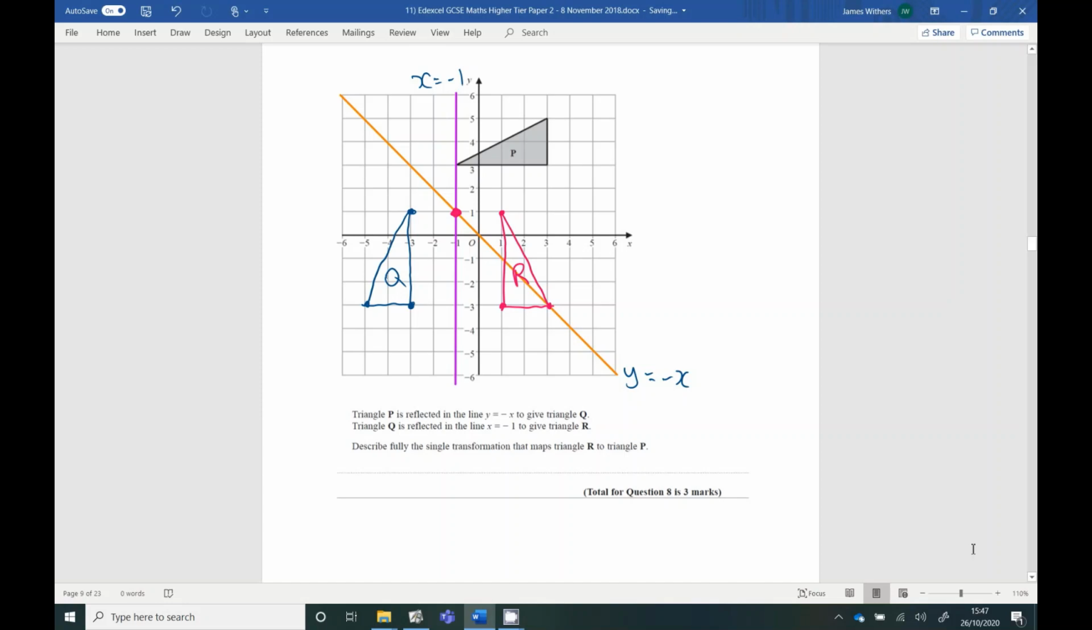Now you've got to be careful, because we're going from R to P, that is 90 degrees anti-clockwise. So to pick up all the marks here, you need to set its rotation by 90 degrees anti-clockwise, about the point minus 1, 1.